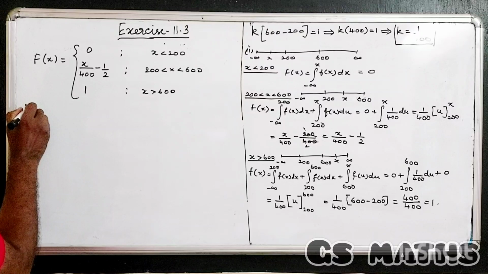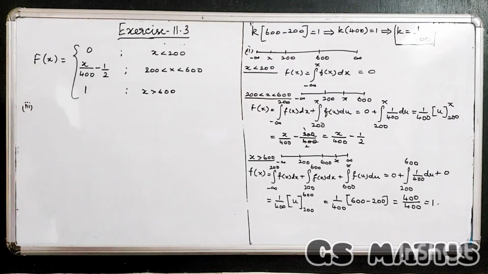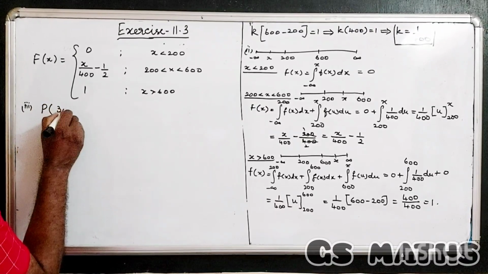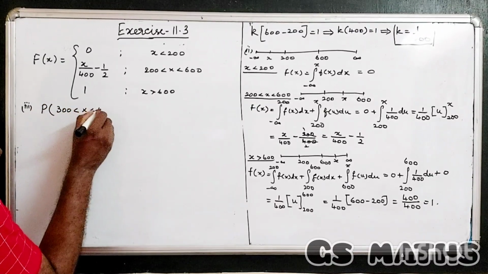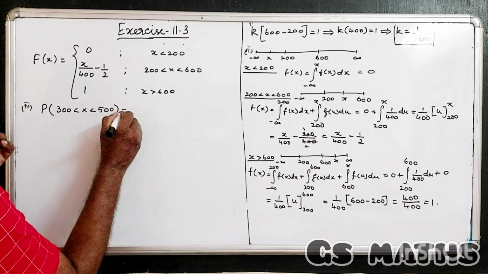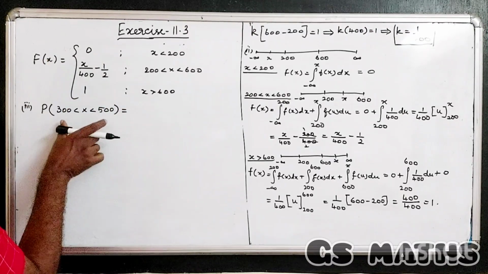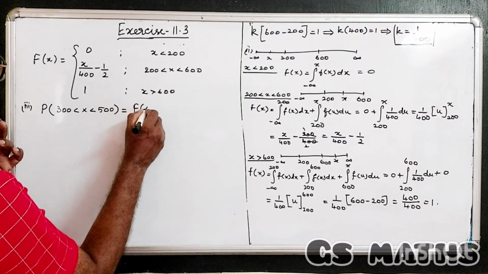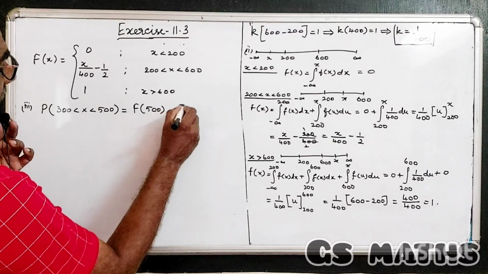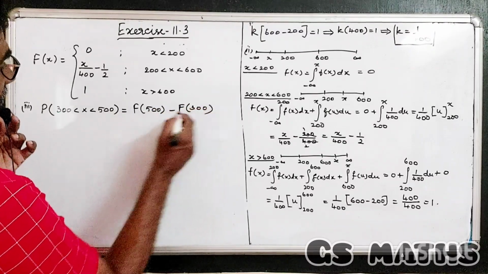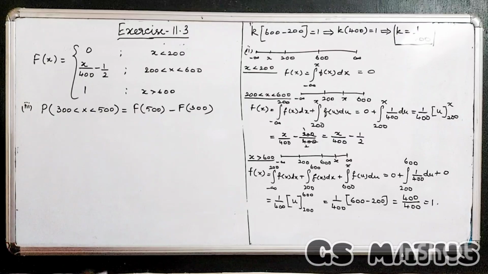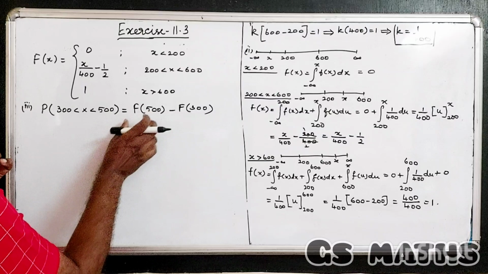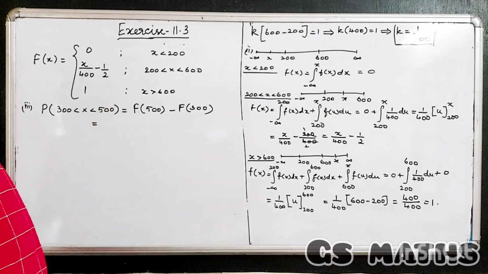Now come to the third part. What is the third part? The third part is between 300 and 500. So P of 300 less than x less than 500, this is what I want to find out. Since we have capital F of x, instead of P of a less than x less than b we can use capital F of 500 minus capital F of 300. If we had small f of x, we would integrate to find it. Since I know capital F of x, I can straight away use F of b minus F of a.